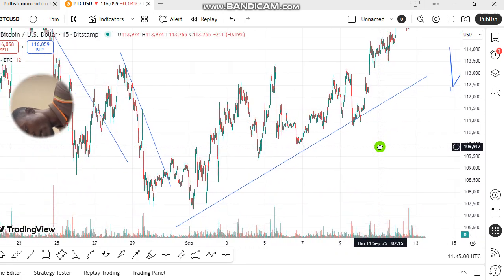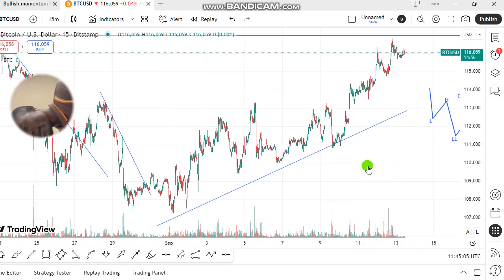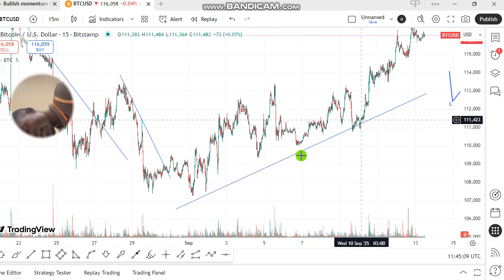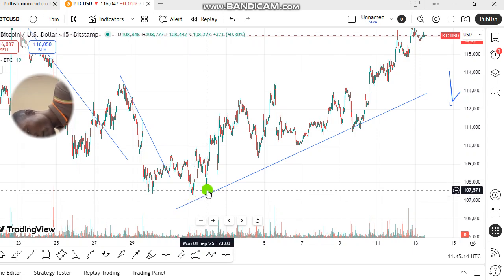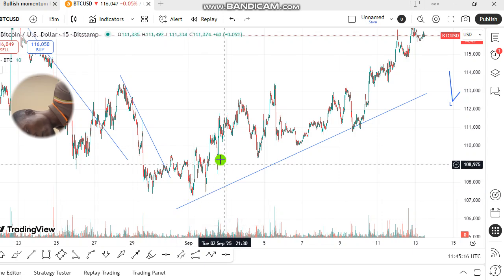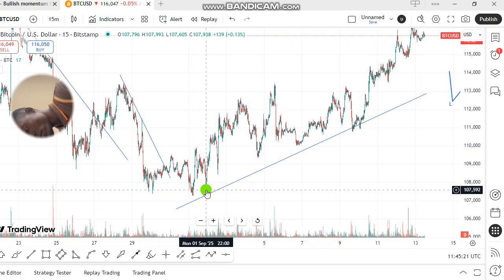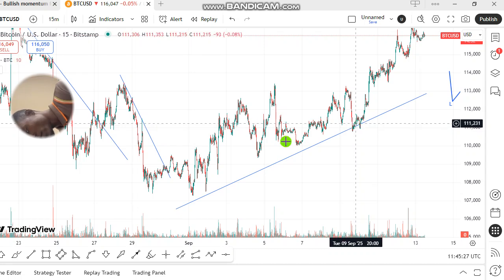So this is an example. This is a live chart of Bitcoin, and you can see clearly that the market is moving in an uptrend. This particular low is lower than this one, or this one is higher than this one. Then it makes another low again, which is higher than the previous low, and again another low higher than the previous low.